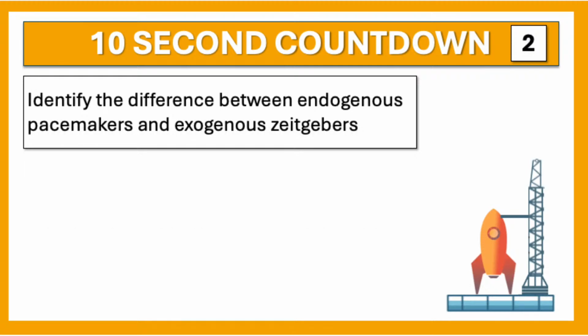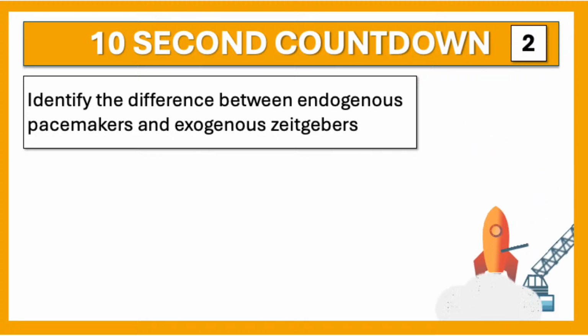Okay, so what is the difference between endogenous pacemakers and exogenous zeitgebers? 10, 9, 8, 7, 6, 5, 4, 3, 2, 1. We have ignition.